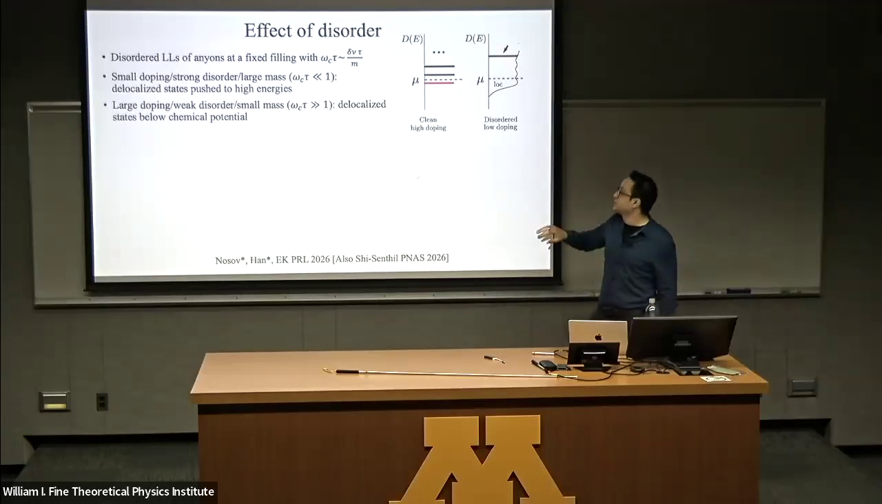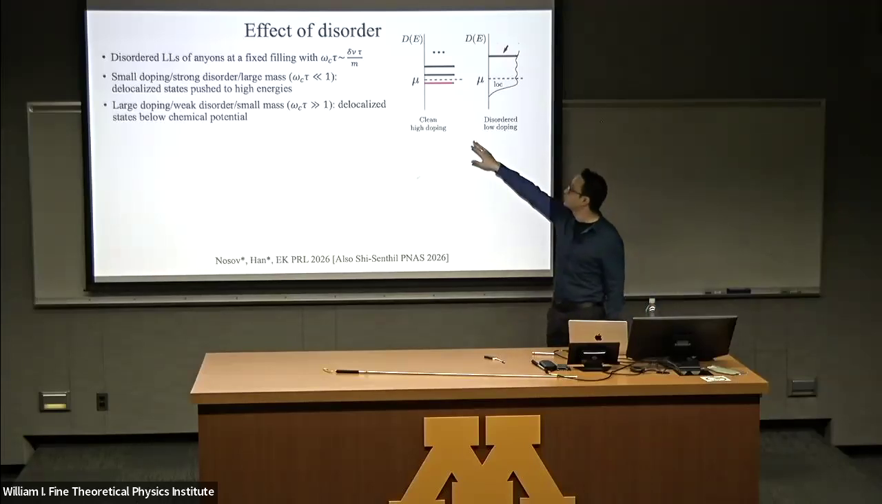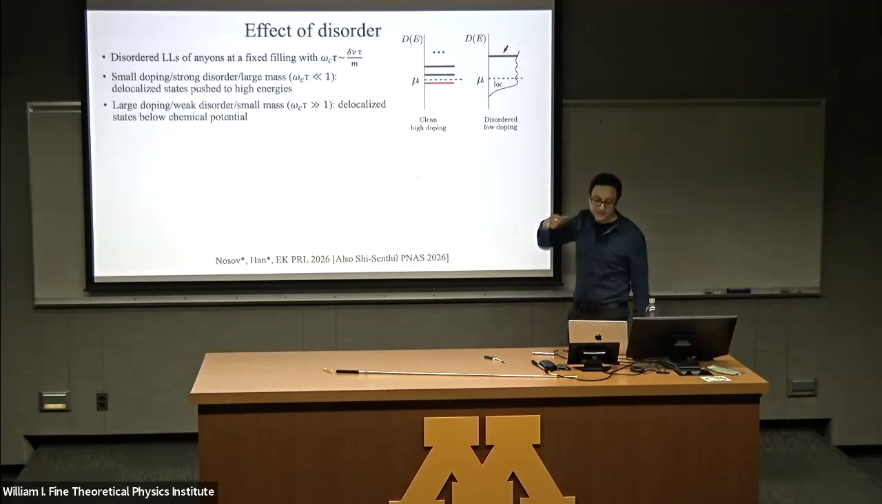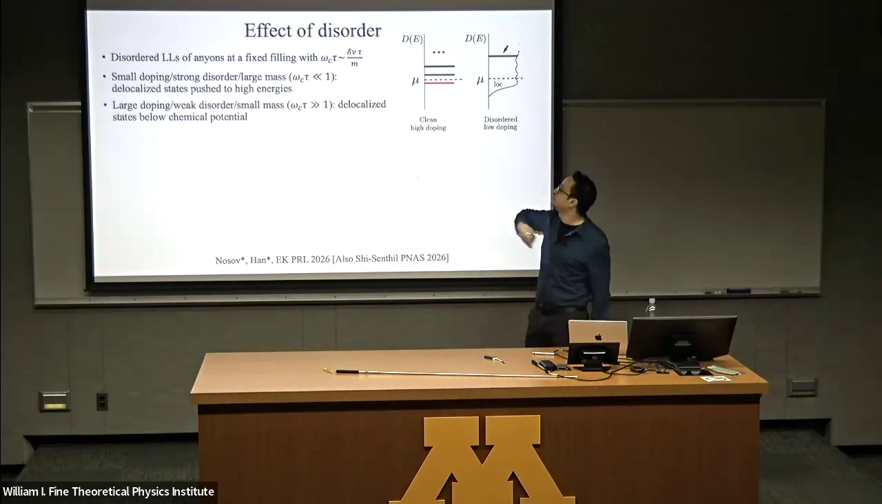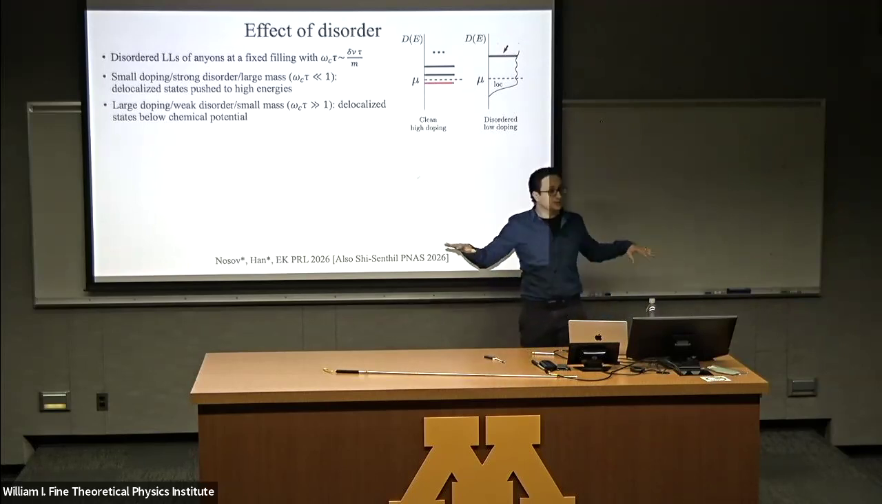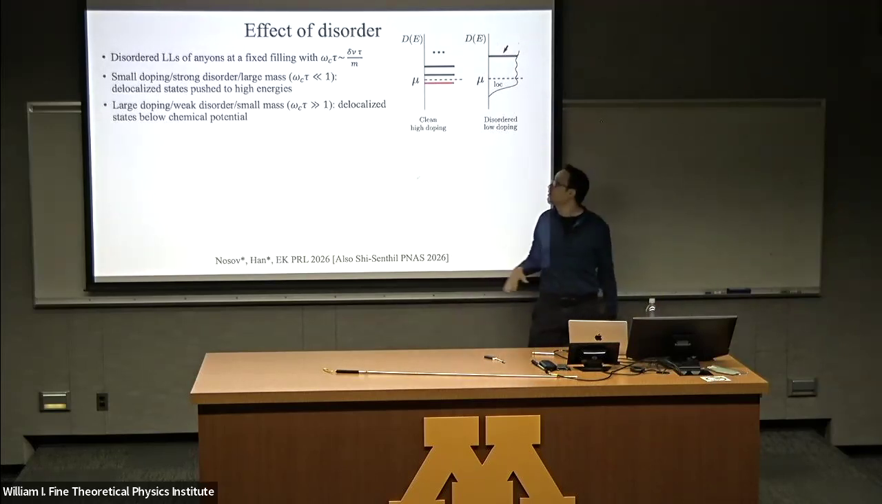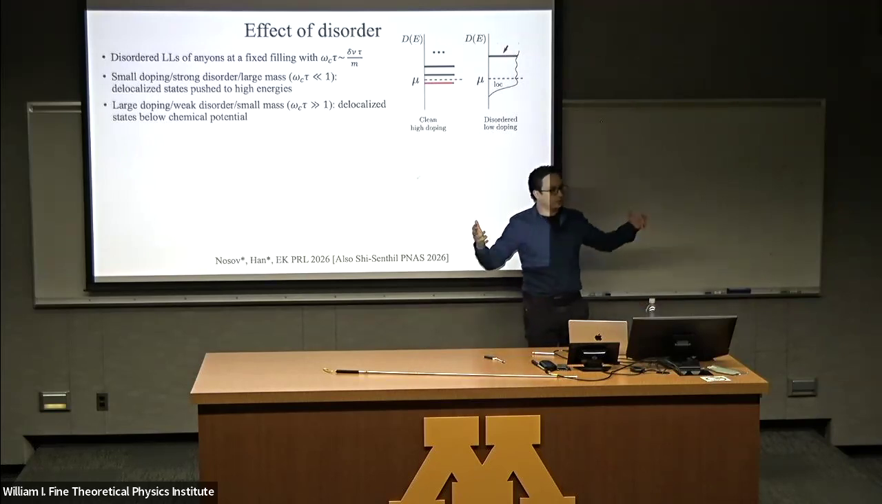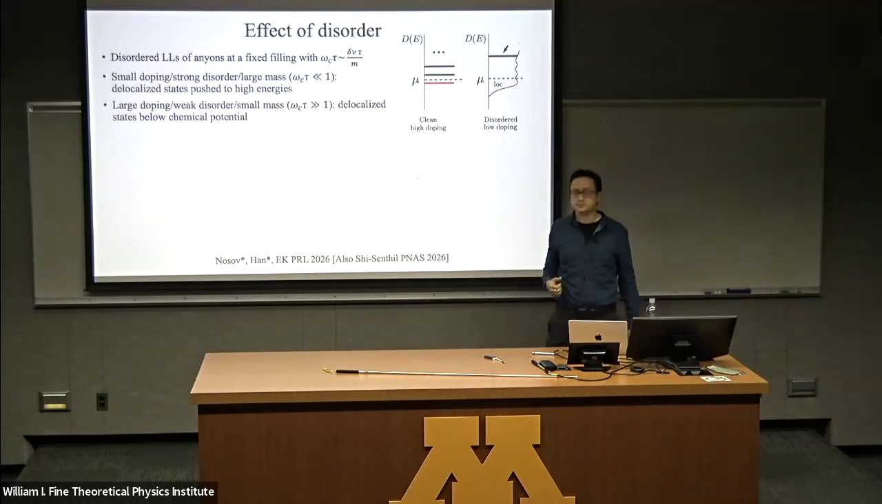So when we apply this to the anyon problem, we find that this relevant quantity depends on the anyon mass and the anyon density in an interesting way, because omega c of these anyon Landau levels is really b over m, and b is the anyon density. So, for example, in the limit when the anyon mass is infinite, which is what happens in the lowest Landau level, we're always in the strong disorder regime. So these anyon Landau levels never really form. You never really see them.